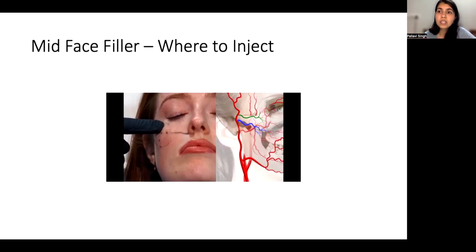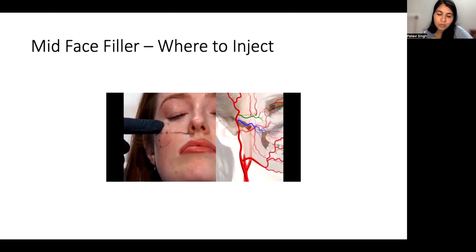Another trick that I like to use for this area is the cannula, because you can create multiple tracts and then inject as you're taking the cannula out. So that creates a more uniform kind of lifting effect.